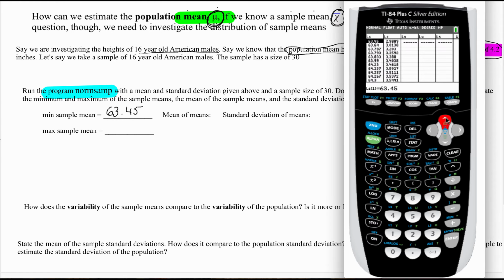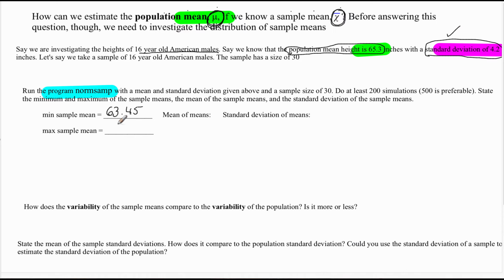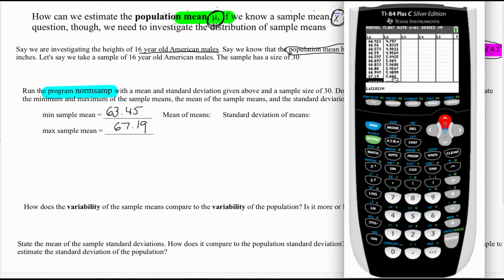What was the highest one we had? The highest one we had was 67.19. Now, it said do at least 200 simulations. I only did 100 for time's sake, but I think you know where I'm going with this. So it is asking for the mean of the means. So what is the average of my means? Well, I can go back here to stat.